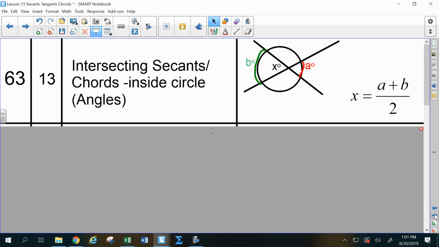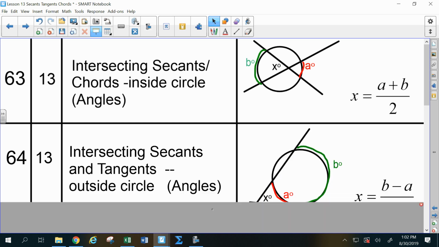When you have this, your formula is the angle equals the arc plus the arc divided by 2. Do not memorize these as x equals a plus b over 2, because sometimes in the problems, x will be here, sometimes it will be out here, it can be in all sorts of places. Memorize it as the angle is the arc plus the arc divided by 2.